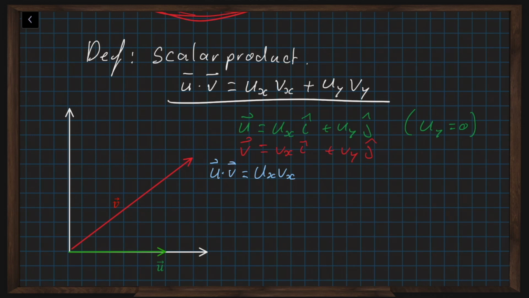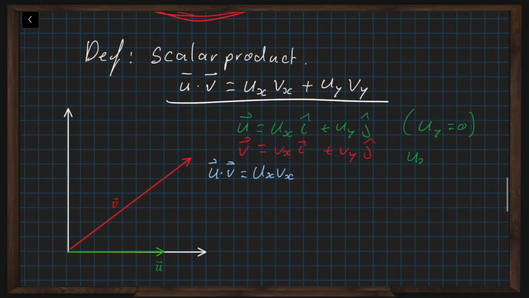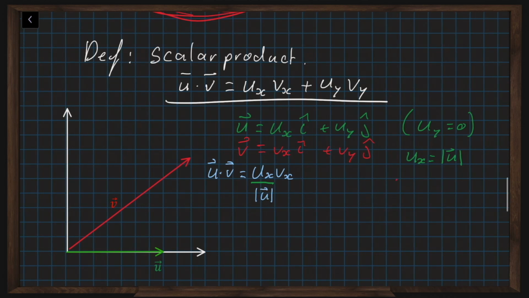But if uy is 0, then that must mean that ux is equal to the magnitude of u. So we can replace ux with the magnitude of u. And if we remember from our fundamentals, vx is equal to the magnitude of v multiplied by the cosine of the angle between v and the x-axis. So we replace vx as well. And in this case, we see that the angle between v and the x-axis is the same as the angle between v and u. So the dot product of two vectors is the product of the magnitude of the two vectors and the cosine of the angle between the two.